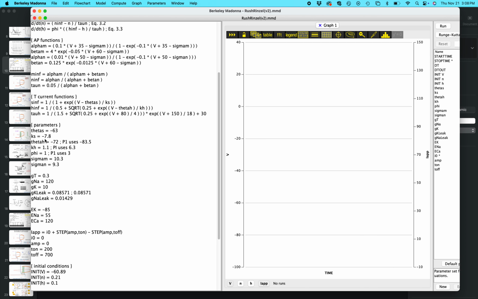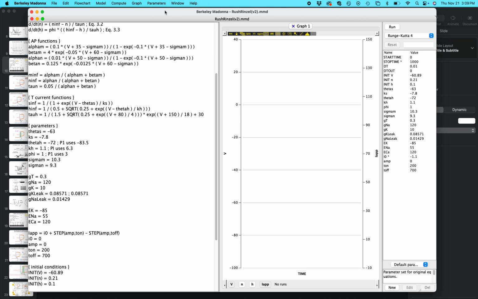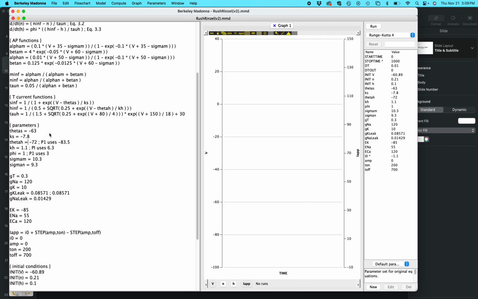See, notice I annotated this. This is something you can and should do for your final exam. If you have good models, annotate them. Parameter set 1 uses -83.5, but I have it set for 72, which is parameter set 2. KH is 1.1, parameter set 1 uses 6.3. Phi is set at 1, parameter set 1 uses 3. So I've annotated my model to know what's the difference between the 2 parameter sets.